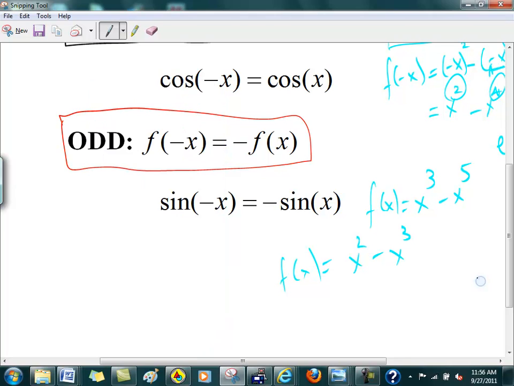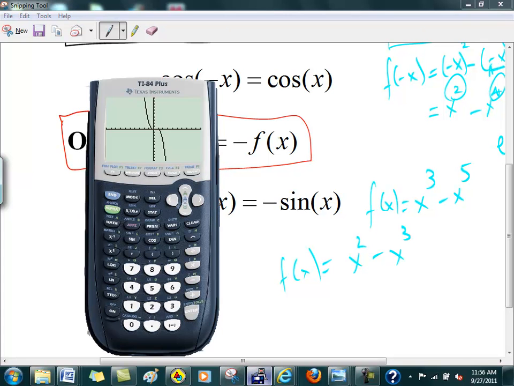Well, does this look symmetric about the y-axis? About the origin? No. So it's neither, Coco. Alright? Nice. Good job, Coco. Is everybody alright on this?